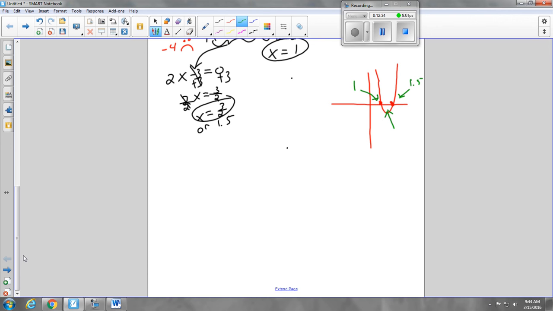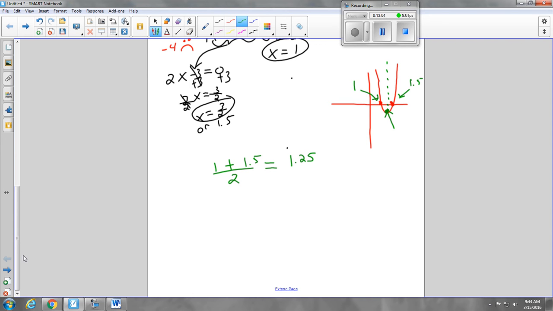Yeah, so let's do it. So we go 1 plus 1.5 divided by 2. And that is equal to 1.25. What point of interest is that giving me? The symmetry? Yeah, it's giving me the line of symmetry, right? That point right there is 1.25.